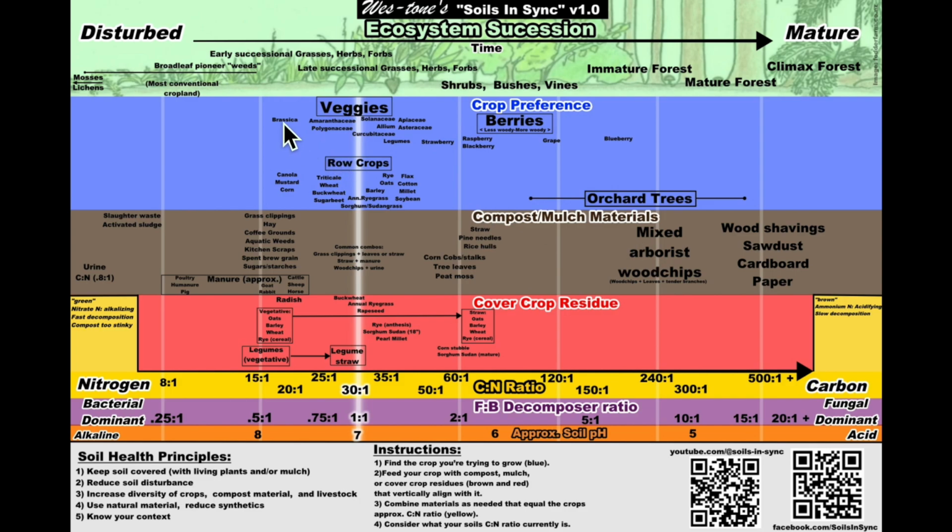In another example, we find the crop we're trying to grow in the blue section, brassicas, for example. We're going to feed our brassicas with compost, mulch, or cover crop residues that vertically align with it from the brown and red section. All right, looks like I have lots of options here. Let's see, I have the choice of grass clippings, coffee grounds, or maybe some kind of manure. So if I'm trying to grow brassicas, those types of mulches and compost materials would be a good base to feed our brassicas. The end. That's really all there is to it.